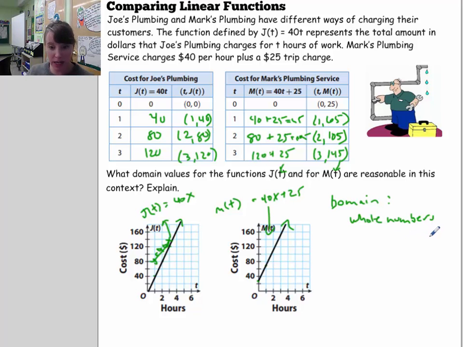Doesn't make sense to have negatives, so we're going to throw those out. Doesn't make sense to have partial hours, so we're going to throw those out. What are we left with? We're left with whole numbers.